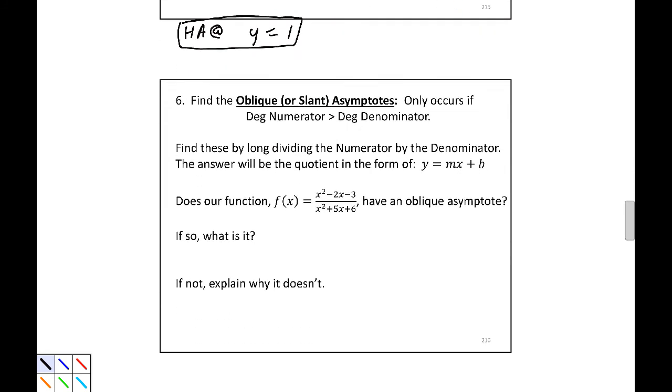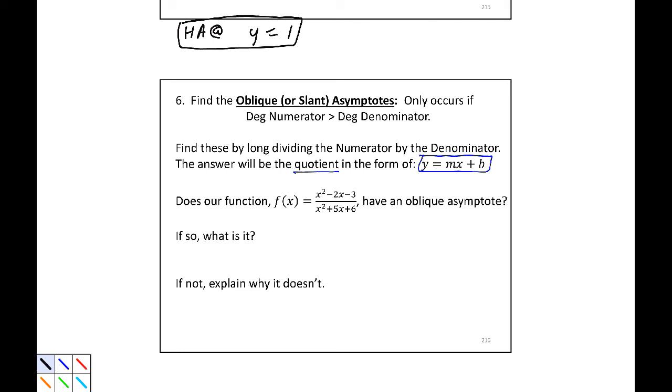The last step, find the oblique or slant asymptotes. This only occurs if the degree of the numerator is greater than the degree of the denominator. If that's the case, we will divide by long division, and whatever our quotient is, it will be in the form of y equals mx plus b. So the question is, does our function f of x equals numerator x squared minus 2x minus 3, with a denominator of x squared plus 5x plus 6, have an oblique asymptote? If so, what is it? If not, why doesn't it?